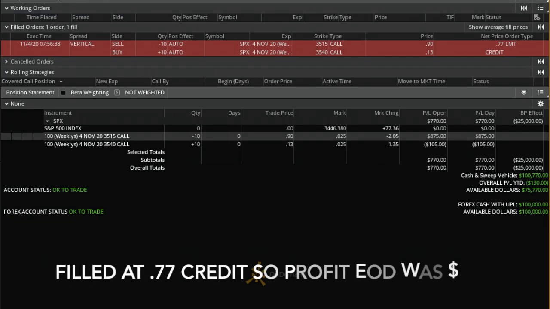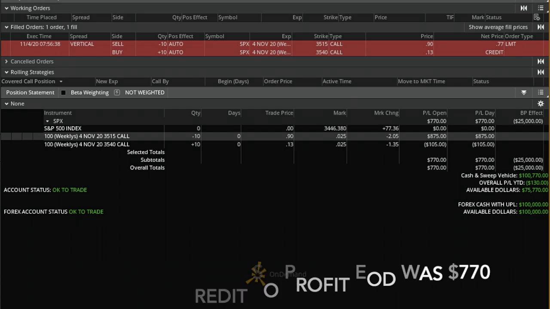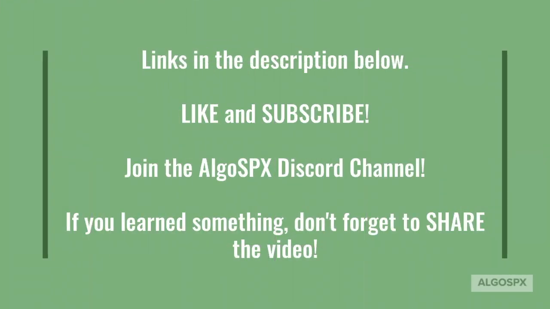Now, I'm going to show you real quick if we had made just this one trade, what our gains for the day would be. So at the end of the trading day, with just this one trade made, we ended out the day with a max profit of $650. Not bad at all. So that's how you make a basic credit spread trade using ThinkorSwim.